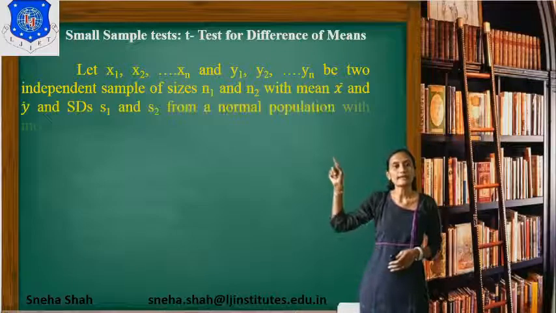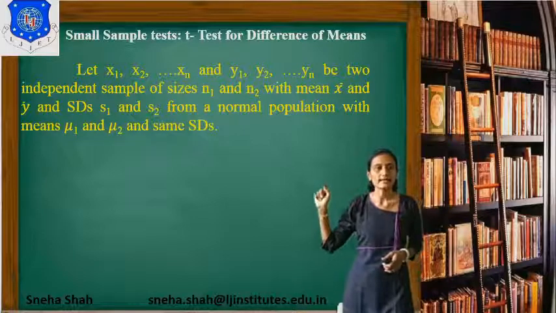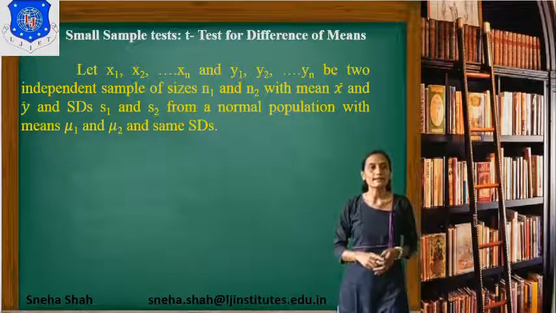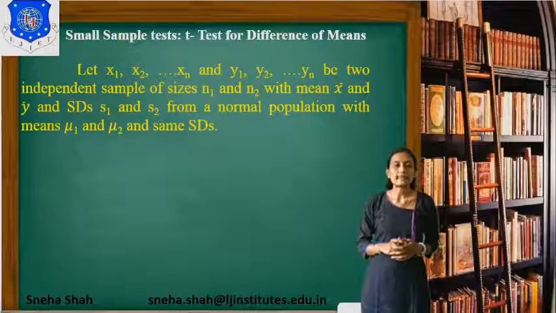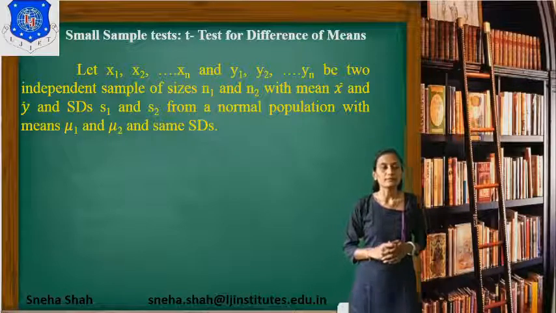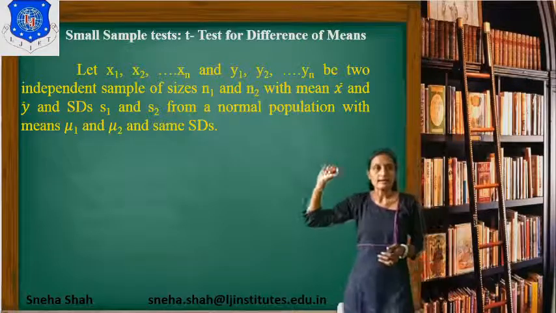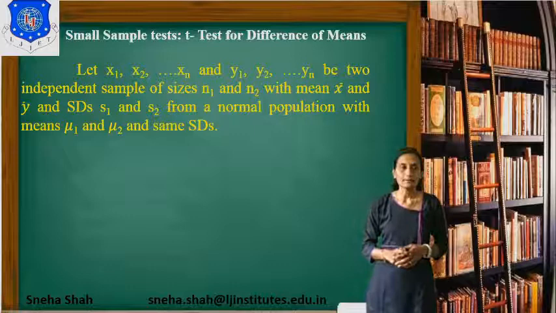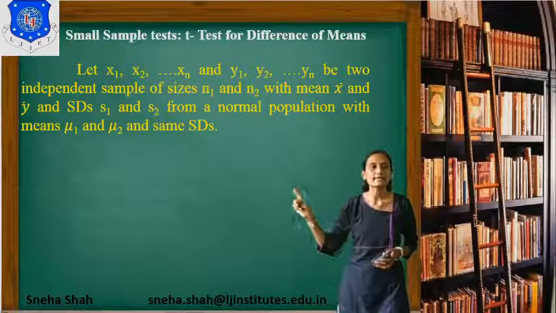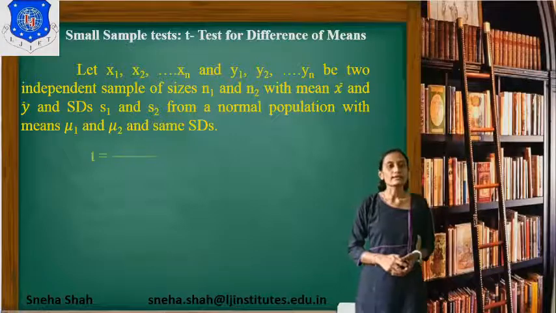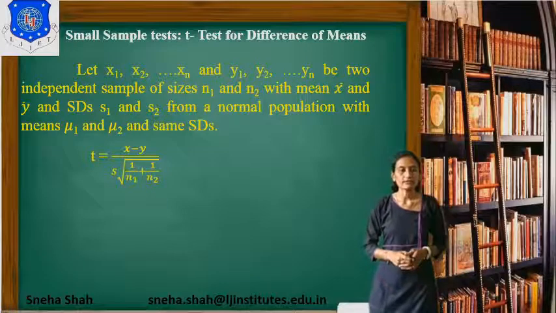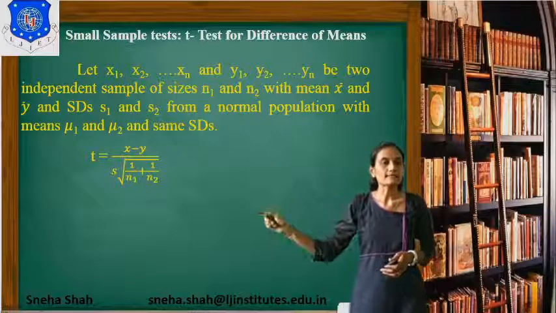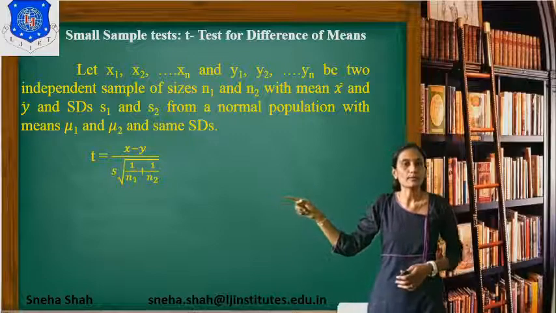For that, first of all, let x1, x2, x3 up to xn1 and y1, y2, y3, y4 up to yn2 be two independent samples of sizes n1 and n2 with means x bar and y bar and standard deviations S1 and S2 from a normal population with means mu1 and mu2 and the same standard deviation. So we define t equals x bar minus y bar upon s under root 1 upon n1 plus 1 upon n2.